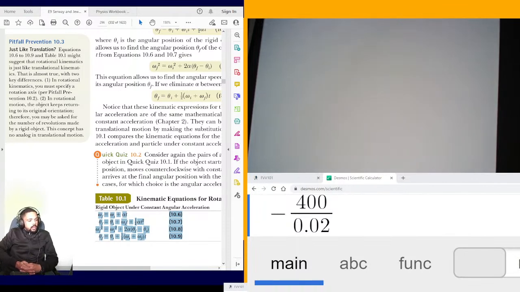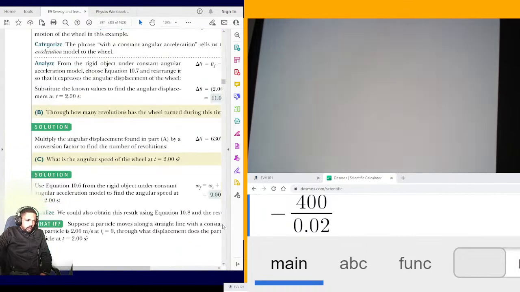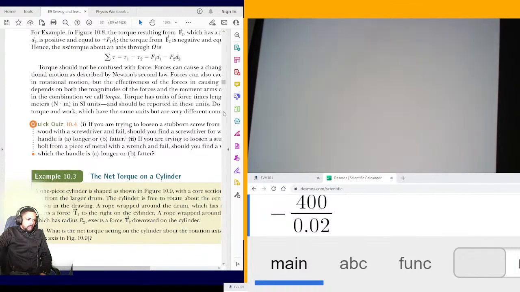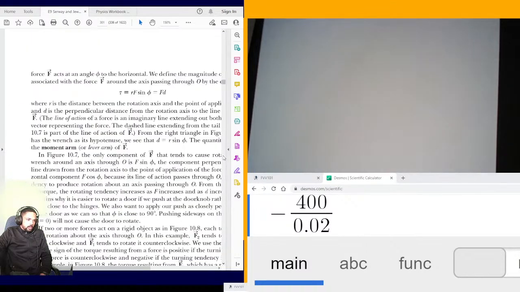Then the final angular position is equal to the initial angular speed times time plus half of the angular acceleration times the time squared. The final angular velocity squared is equal to the initial angular velocity squared plus 2 times the angular acceleration times the change in angular displacement. Those are the equations that you will need in some of the questions that you did in Moodle.